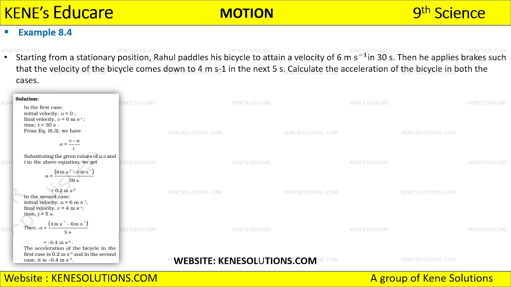Then in the second case, the initial velocity is 6 meter per second, final velocity is 4 meter per second, and time taken is 5 seconds. So according to that, you get the acceleration for the second case as 0.4 meter per second square. So the acceleration of the bicycle in the first case is 0.2 meter per second square, and in the second case is 0.4 meter per second square. Okay.